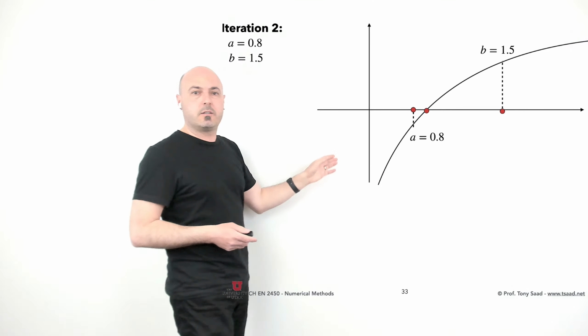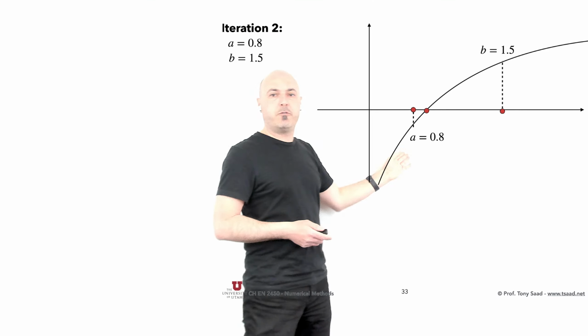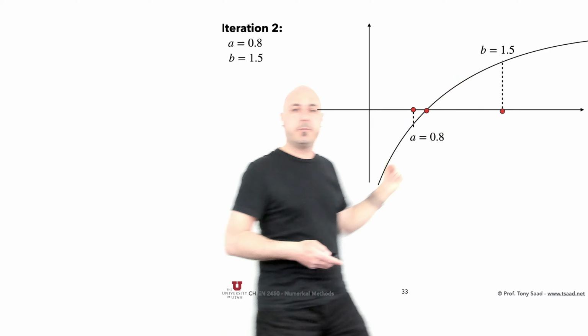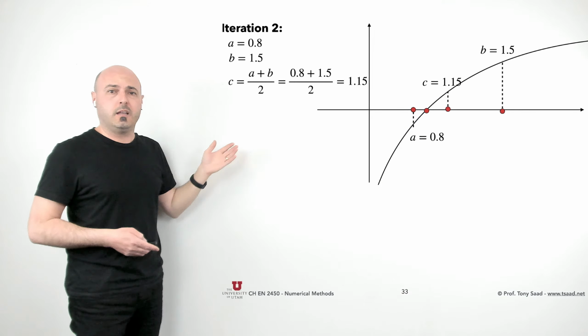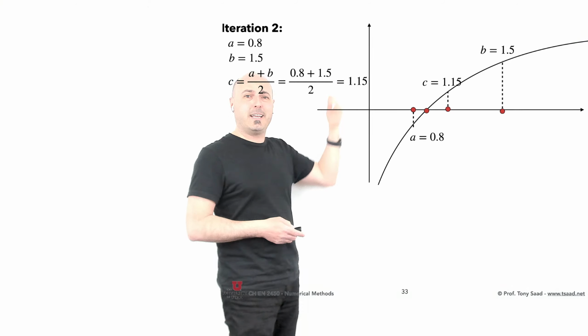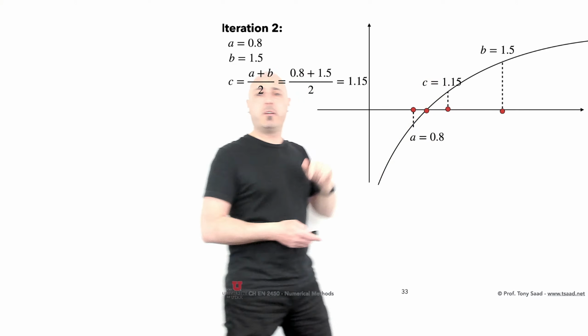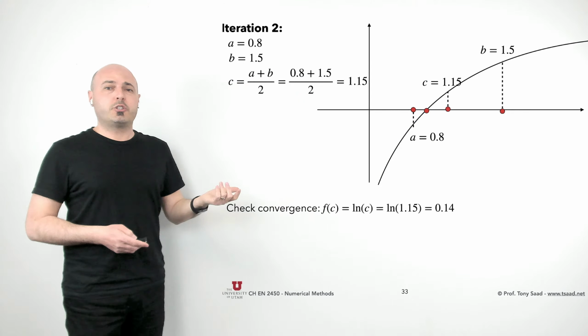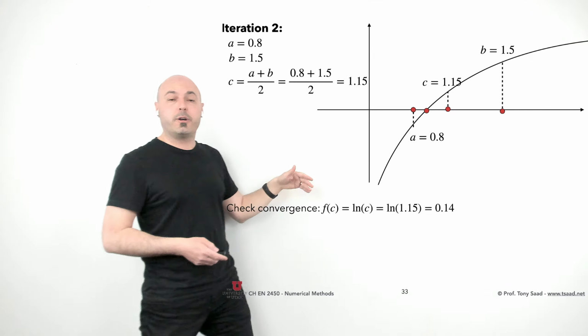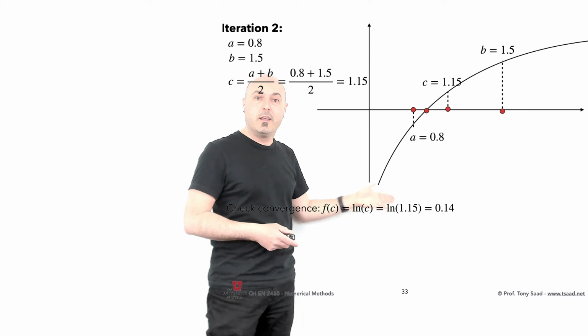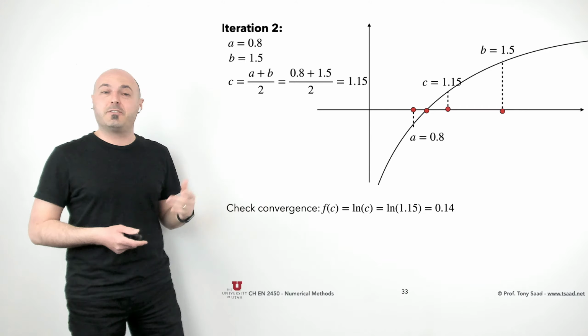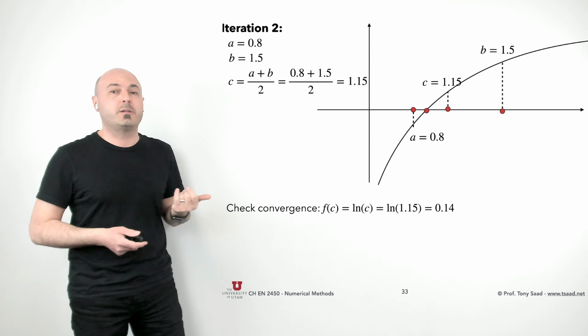And that's what happens here. 0.8 and 1.5 for our new interval A and B. Then you calculate C. It's A plus B over 2. Simply take the midpoint. Puts you at 1.15. Okay. Now you check for convergence. That brought our error from 0.2 to 0.1, which is great. We cut it in half. That's great progress.